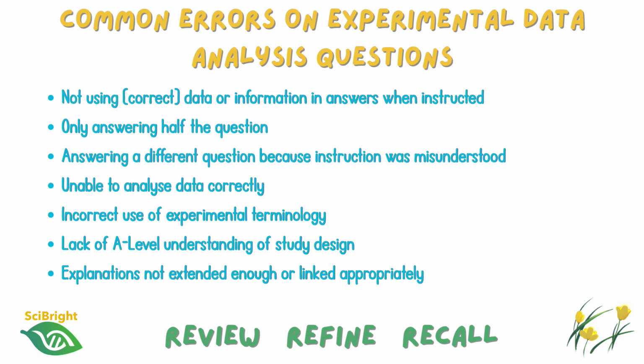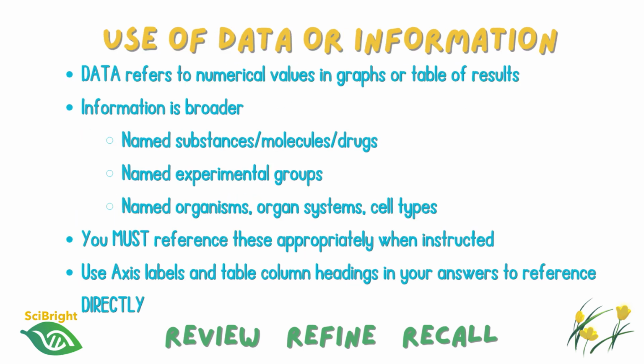So let's start with deciphering some of the common instructions or command words in the questions that come up on this question type. Let's start with clues about what data or information to include in your answer. Now, if they talk about using the data, data refers to values seen in graphs or tables, so make sure you reference them in your answer. Information is wider and can include names of substances, processes, details on study design, and again, you must reference them in your answer. Name the experimental group, the species, the molecule name, the drug. Use the axis labels and table headings in your answers.